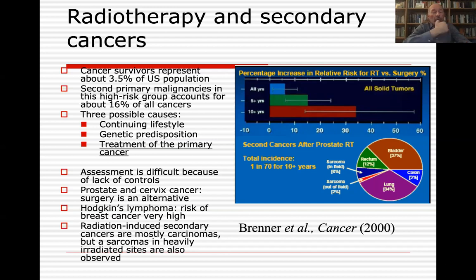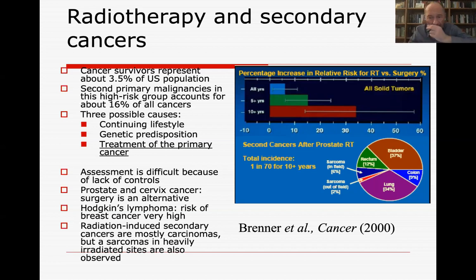There are a few cases where you do have control, and this is for prostate cancer and cervix cancer, where surgery is an alternative. So you can compare surgery and radiotherapy, and if you assume that there is no increased second cancer risk if you do surgery, then you have a control population. The other interesting case is Hodgkin's lymphoma, because in that case the risk of breast cancer is very high, very significant, so you can actually study it.